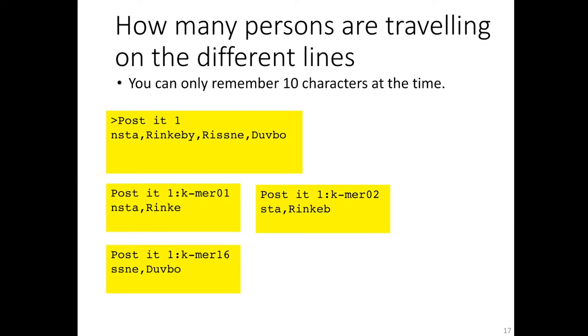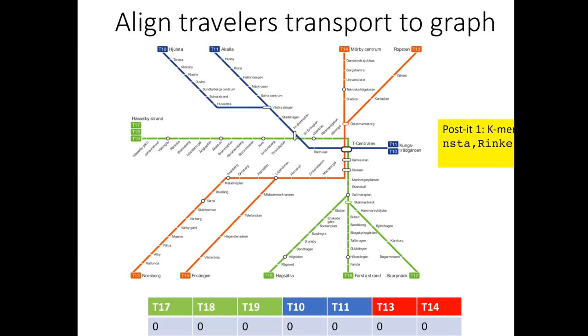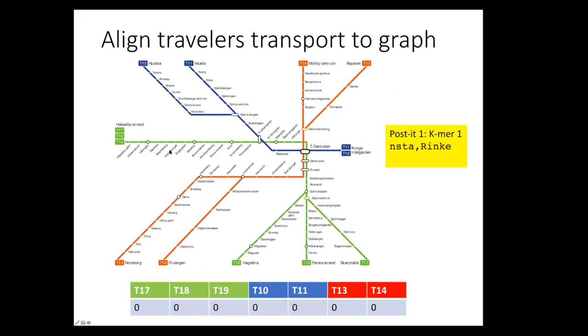Now, by using your annotation, I want you to help me identify where this person is traveling, on what line, and I want you to mark it by saying, okay, I think it's here, by finding this place in the map. You should highlight that one, and you should also highlight where you want the points to go on this one down here. So please go ahead and find where this first post-it note is located on the map.